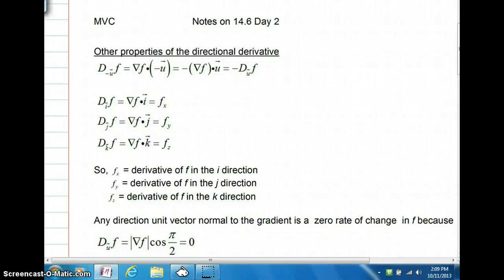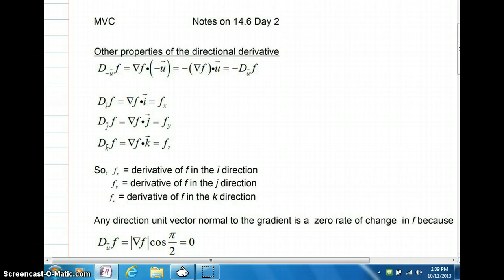All right, so we're going to have 14.6, a second day here, really focusing in on how the gradient can help us. The gradient, of course, is a vector, as we saw yesterday, whose components were all the partial derivatives of a function with respect to x, y, and even perhaps z if it is a three-dimensional vector. But let's just take a look at a few other properties of the directional derivative first.